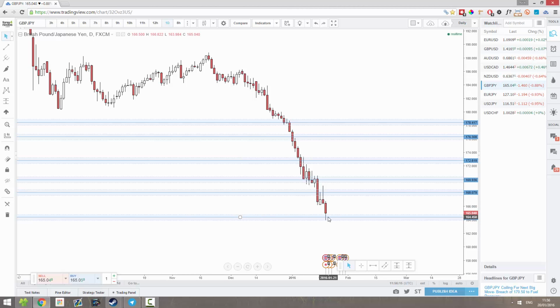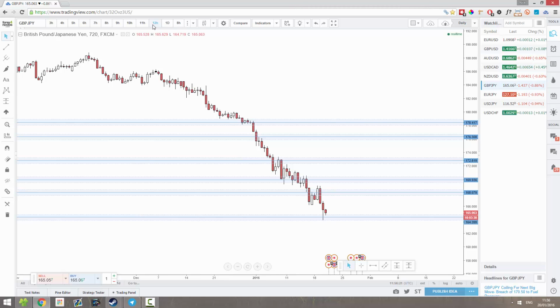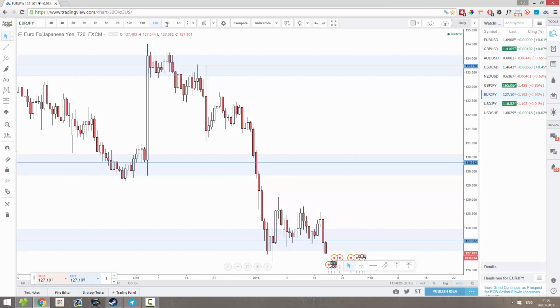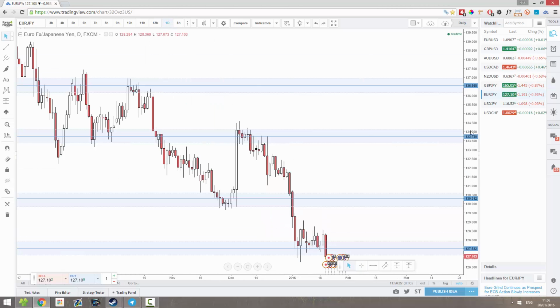It's heading down into the support area, so we could see indecision forming here in the next few candles, even 12-hour possibly. Just something to keep in mind. But there's nothing really tradable right now on JPY.